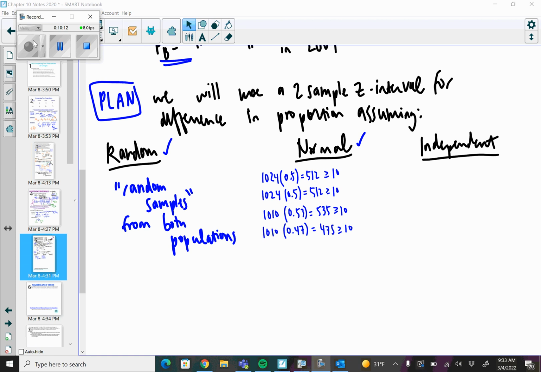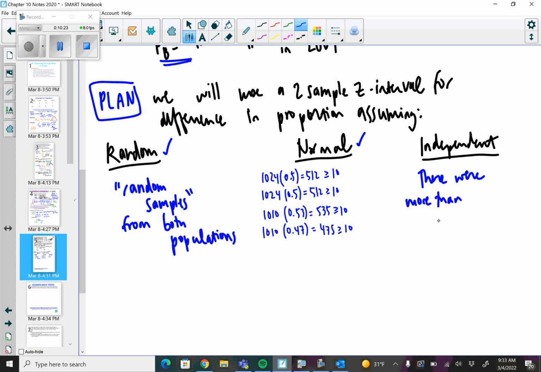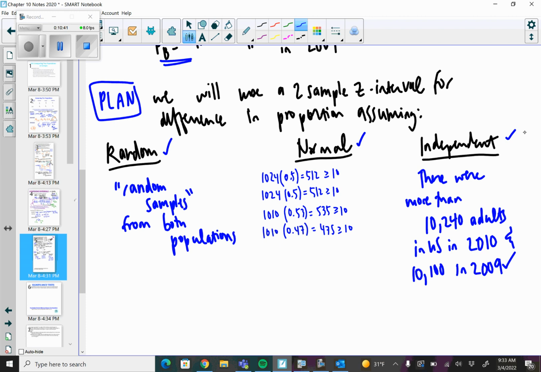And for our independent condition, we need to make sure that there were more than 10,240 adults in the US in 2010 and 10,100 in 2009. So our independent condition has been checked. So, 2 sample Z interval for the difference in proportion, and we checked all of our conditions. State, plan, let's talk about the do.